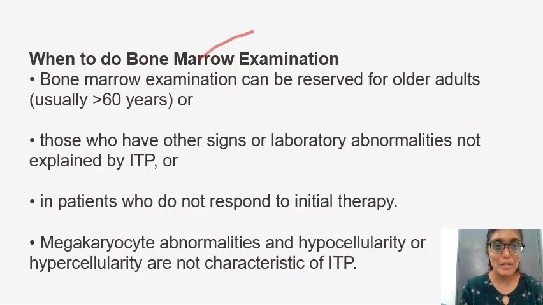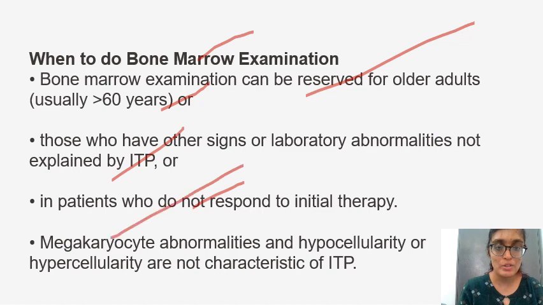So when to do a bone marrow examination? Bone marrow examination can be reserved for older adults, usually more than 60 years, those who have other signs or laboratory abnormalities not explained by ITP, and in patients who do not respond to initial therapy. Megakaryocyte abnormality and hypocellularity or hypercellularity are not characteristics of ITP.